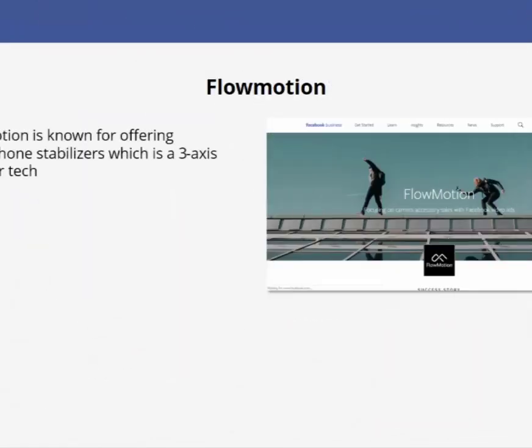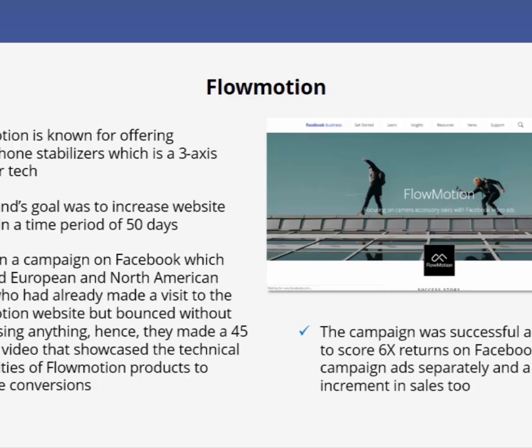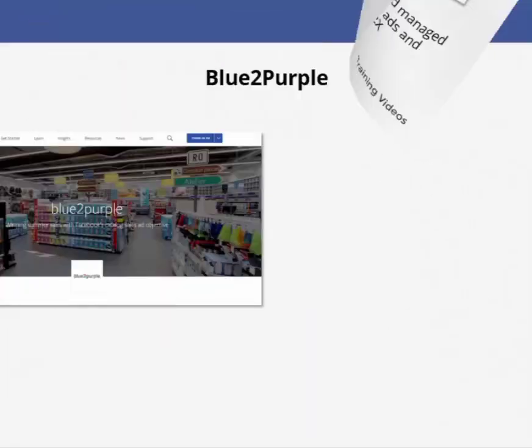Flow Motion. Flow Motion is known for offering smartphone stabilizers, which is a 3-axis outdoor tech. The brand's goal was to increase website orders in a time period of 50 days. They ran a campaign on Facebook which targeted European and North American users who had already made a visit to the Flow Motion website but bounced without purchasing anything. Hence, they made a 45-second video that showcased the technical capabilities of Flow Motion products to increase conversions. The campaign was successful and managed to score 6x returns on Facebook ads and campaign ads separately, and a 2x increment in sales too.